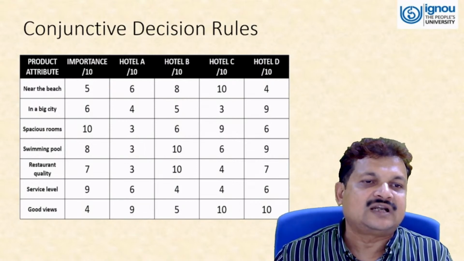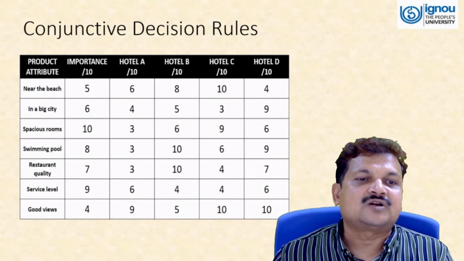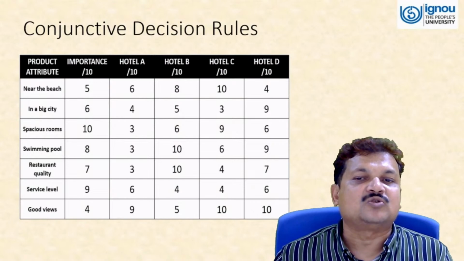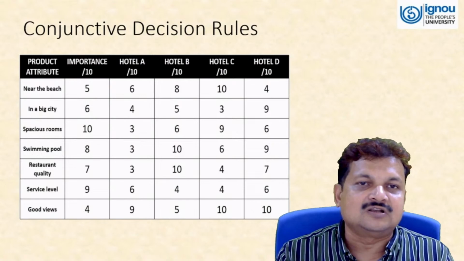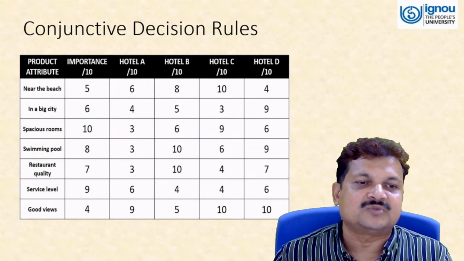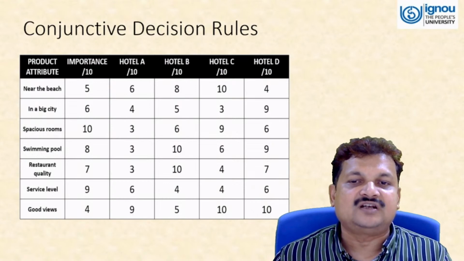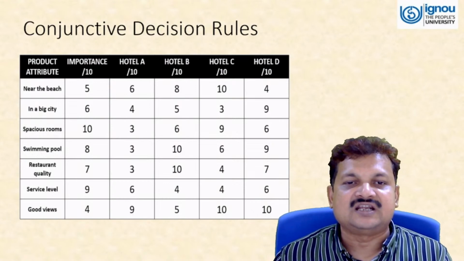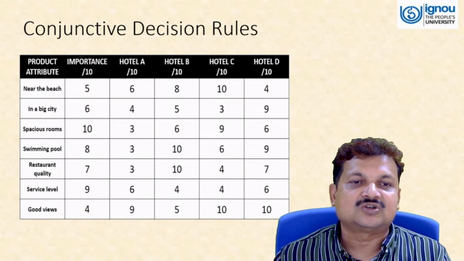So the next thing you can calculate is the restaurant quality. You are going to find good restaurants. So that means 7. If you select that, all the hotels are selected on near to the beach and good views. But in the restaurant quality case, we find only one hotel, that is Hotel D. Hotel D and Hotel B, both have scores more than 7.